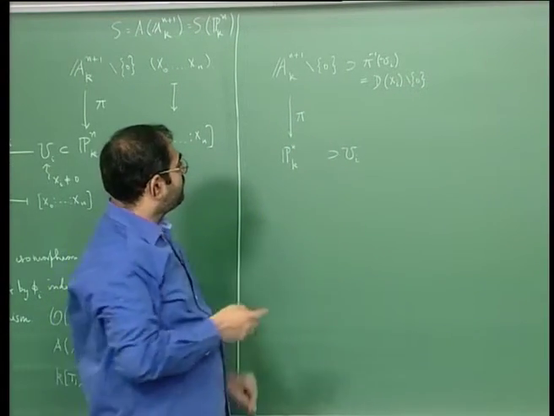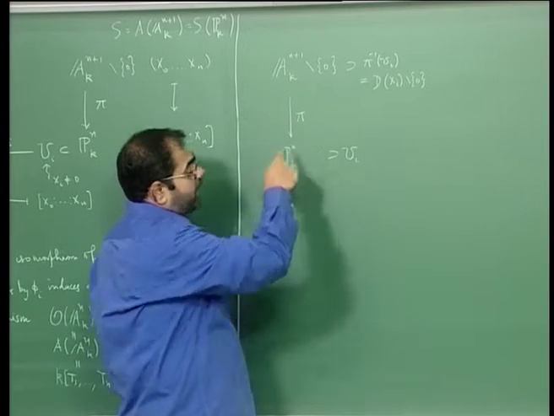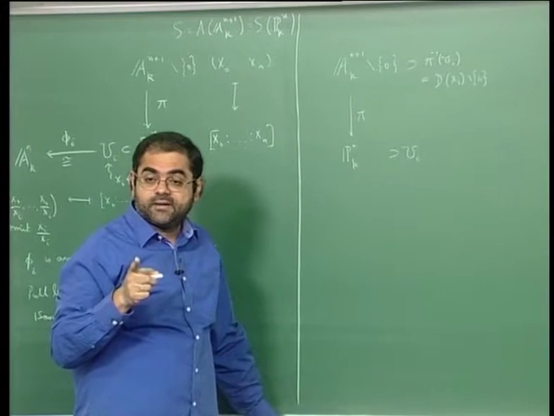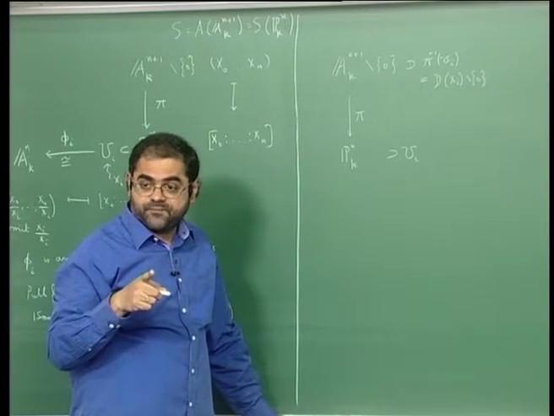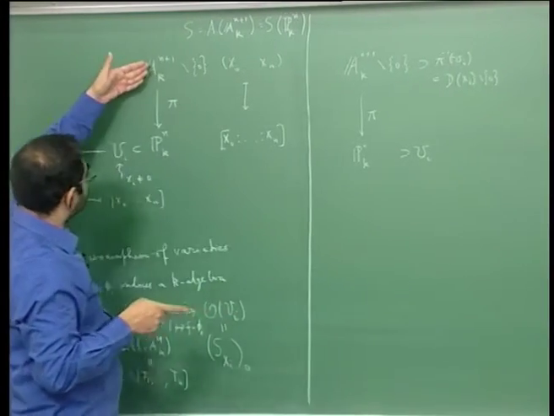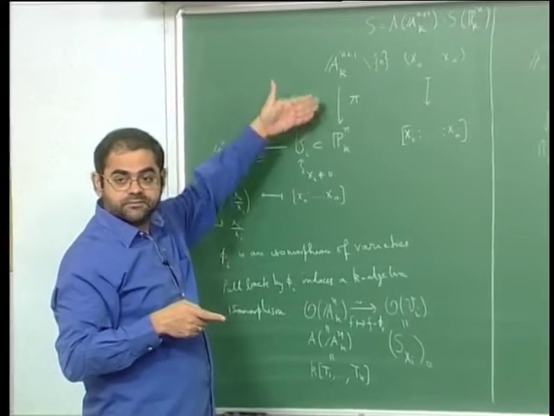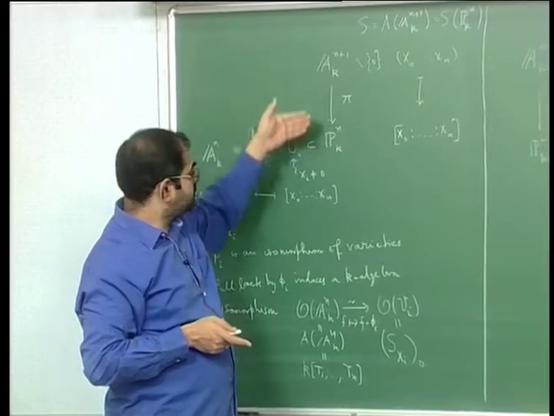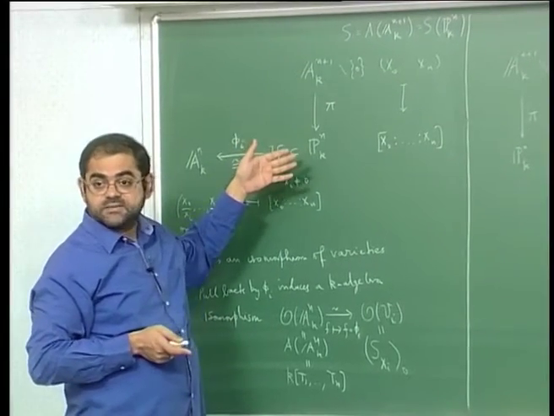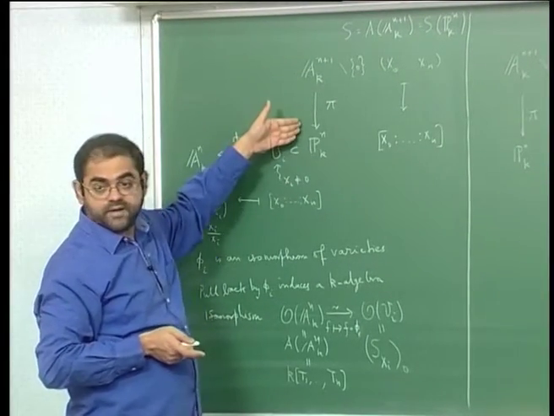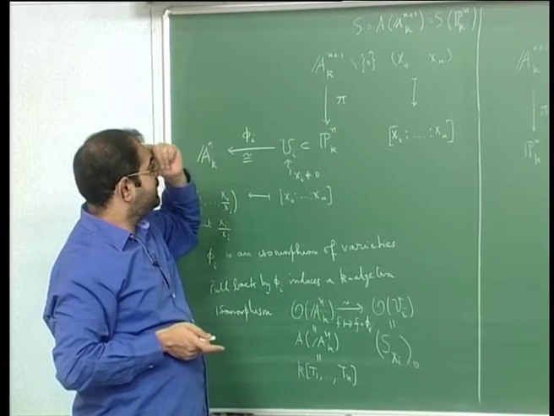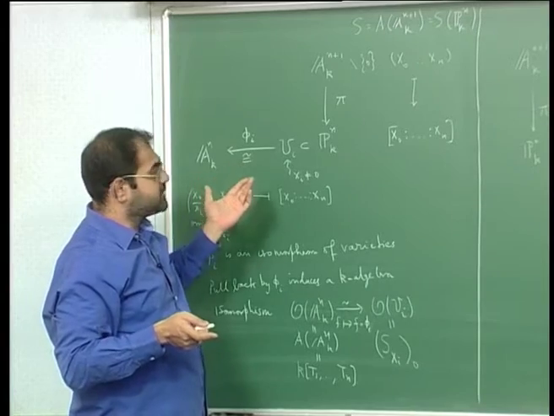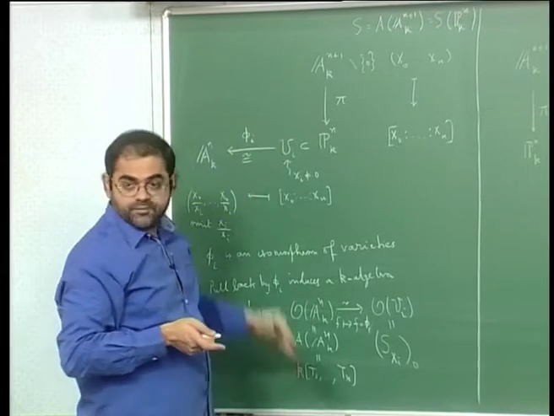The point is that the first observation is that this map pi itself is a morphism of varieties. This natural projection from the punctured affine n plus 1 dimensional space to the projective space is itself a morphism of varieties, and the reason is obvious because it is continuous.